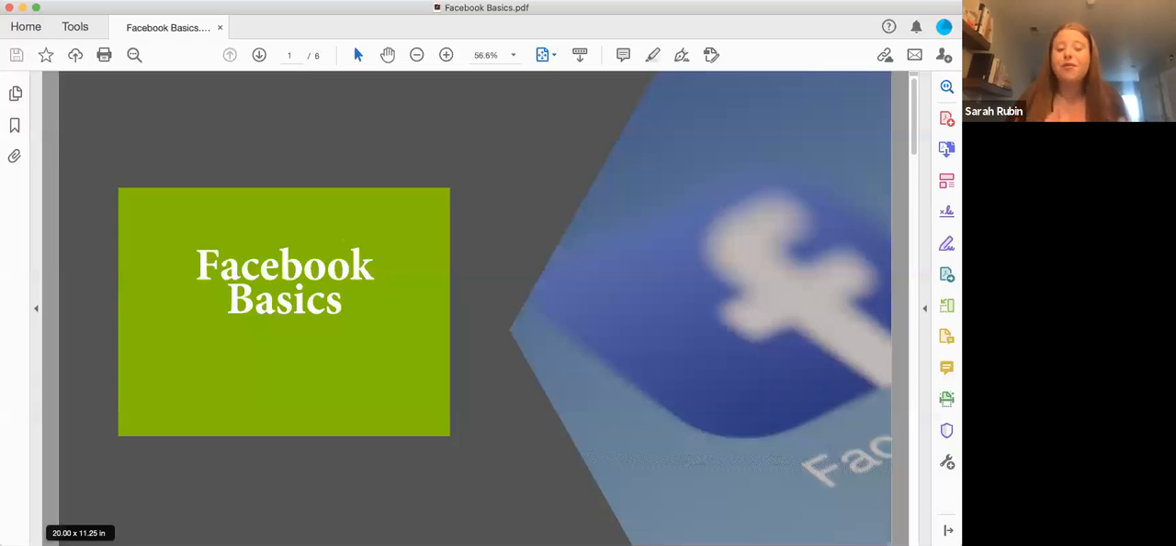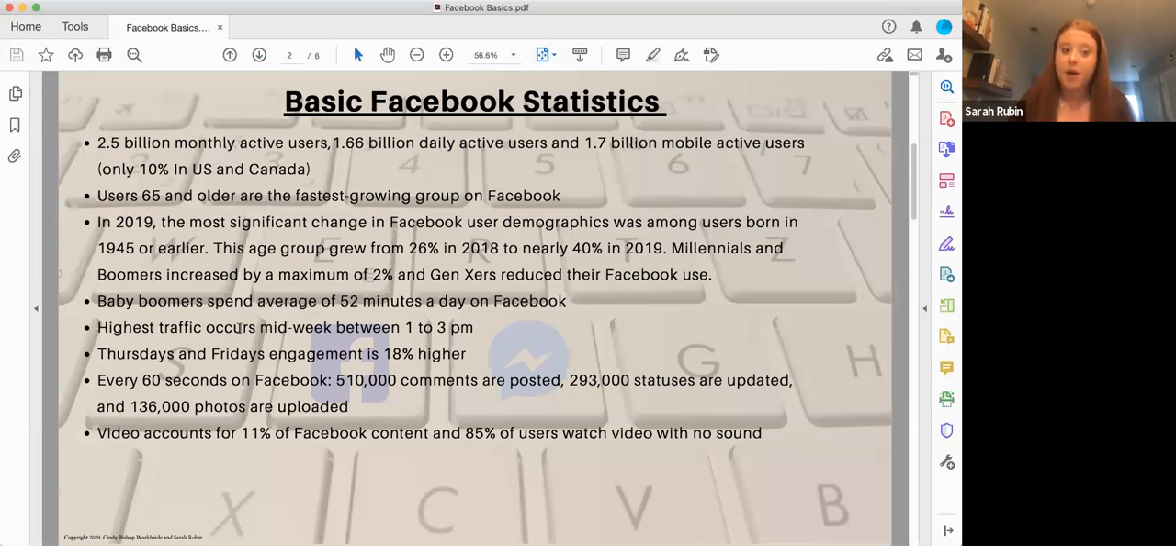Okay, so Facebook basics. What are the basic statistics when we're talking about Facebook? There are 2.5 billion monthly active users, with 1.66 billion of those being daily active users and 1.7 billion mobile active users. Those numbers are quite large, but it's really important to remember that only about 10% of them are actually in the United States and Canada.